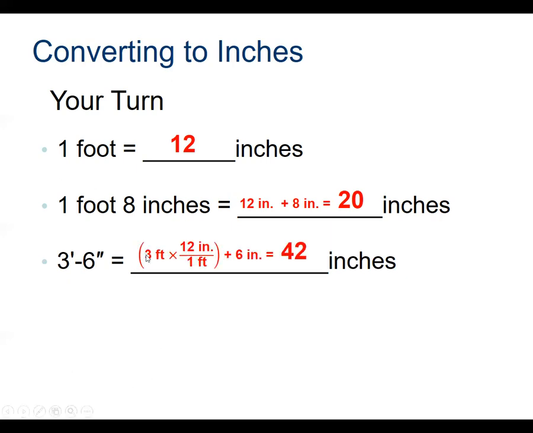So you can see that's what they did. 3 feet times 12 inches over 1 plus what's the inches they have here. So that's going to convert it to inches because the feet's going to cancel out. The feet's going to cancel out. 36 plus 6 is 42.